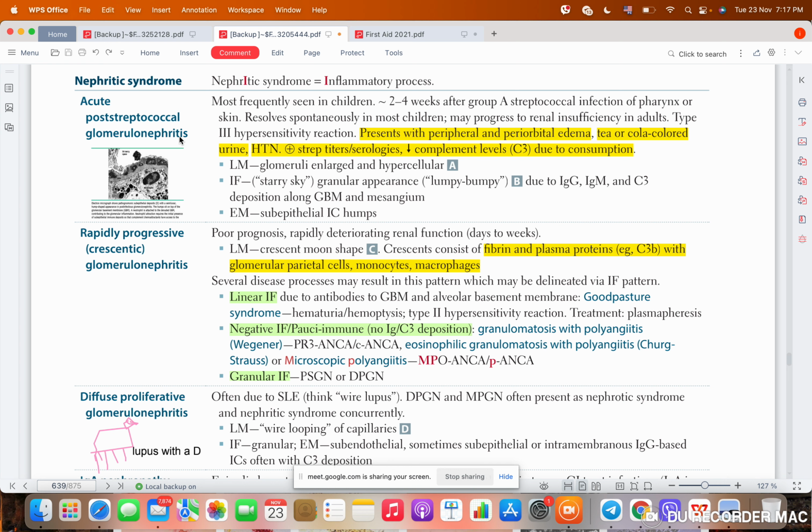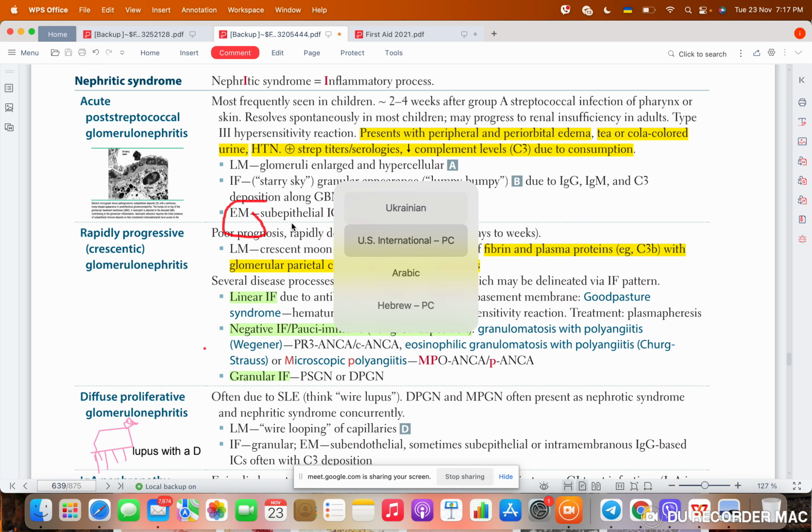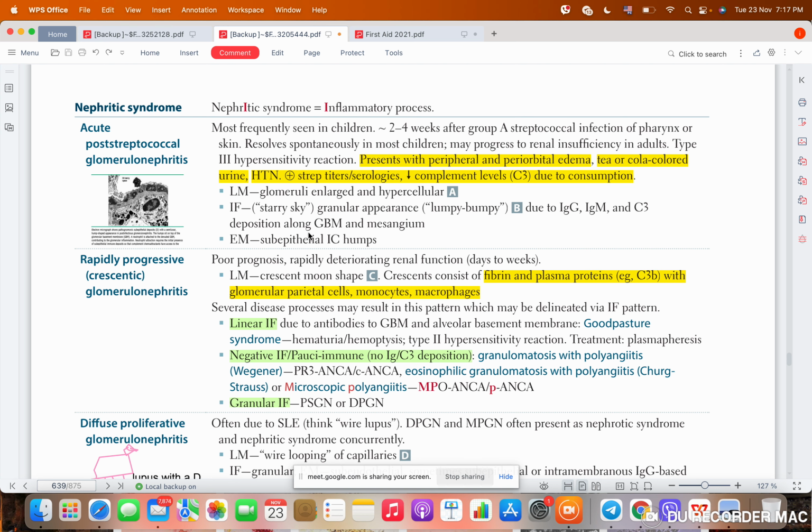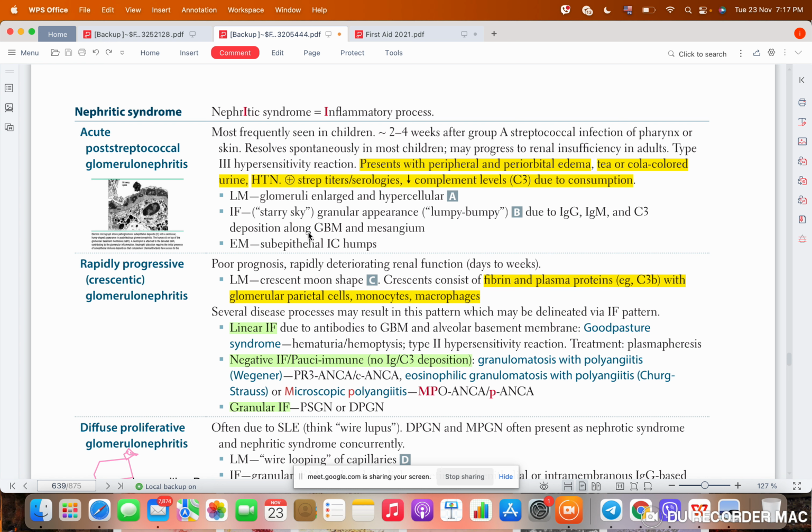I know why students hate nephritic and nephrotic syndrome. They are not difficult, but they hate them for only one reason: electron microscopy. You're like, wait, what? Do we have to know electron microscopy? Yes, we do. Is it that difficult? Not really. Why? Because I'm going to show you every single one of them and how to find the correct answer. I hope that makes you feel better.